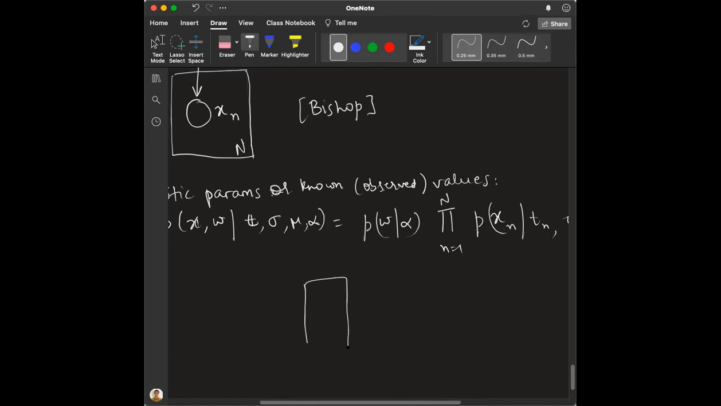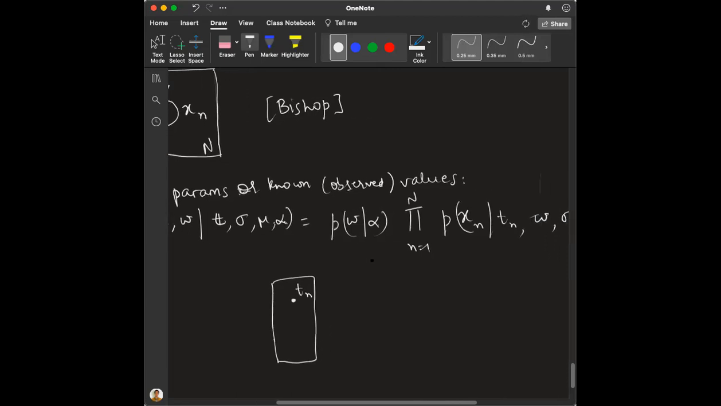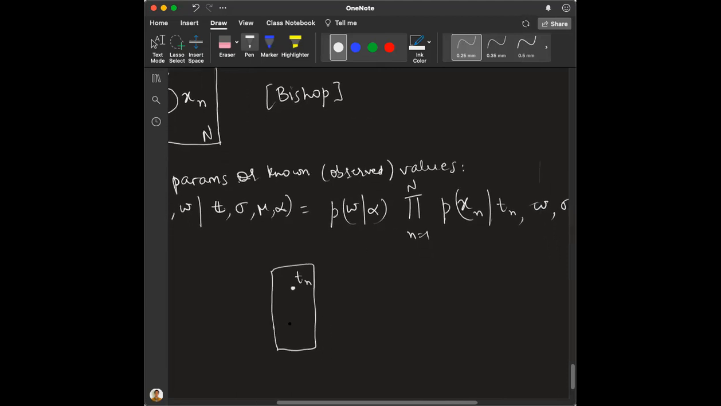We definitely need a plate. Now the observed or the deterministic values are represented not with a circle but with a dot. This dot represents my known value, let us say T of n. So my x of n depends on T of n. Let's say I have an x of n here, and this is up to capital N.